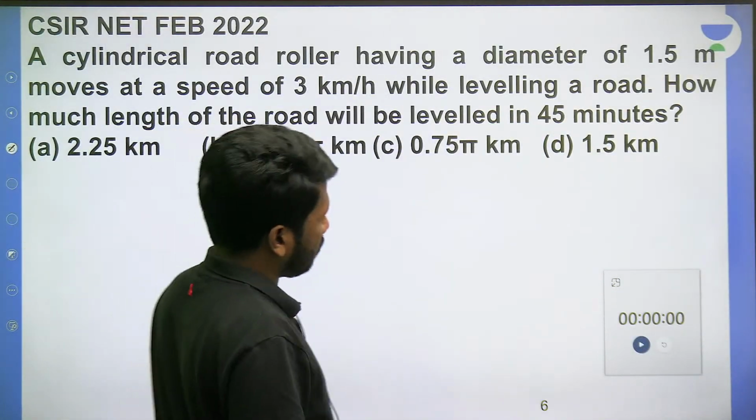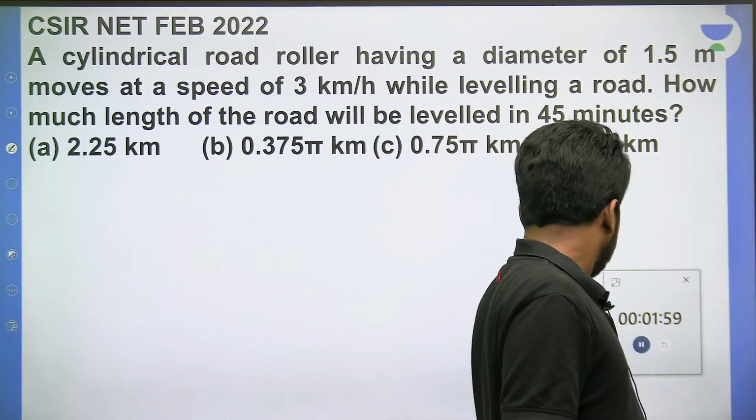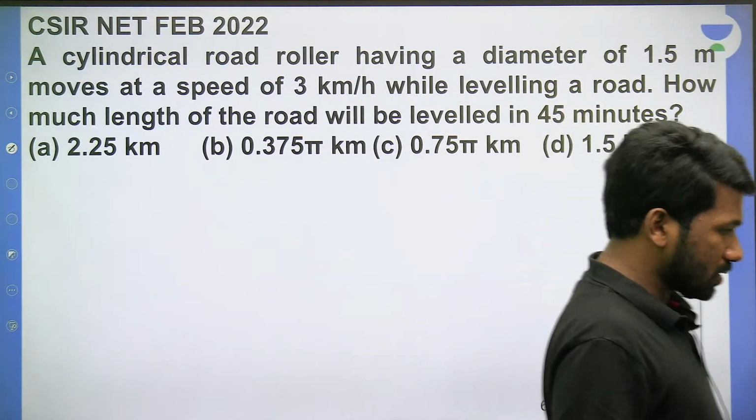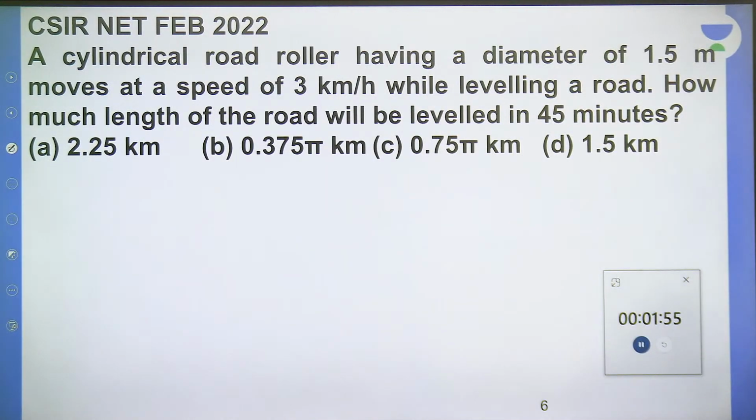Try this question. Very good question. We are trying questions from all topics. Two minutes to try. All of you try it, please.